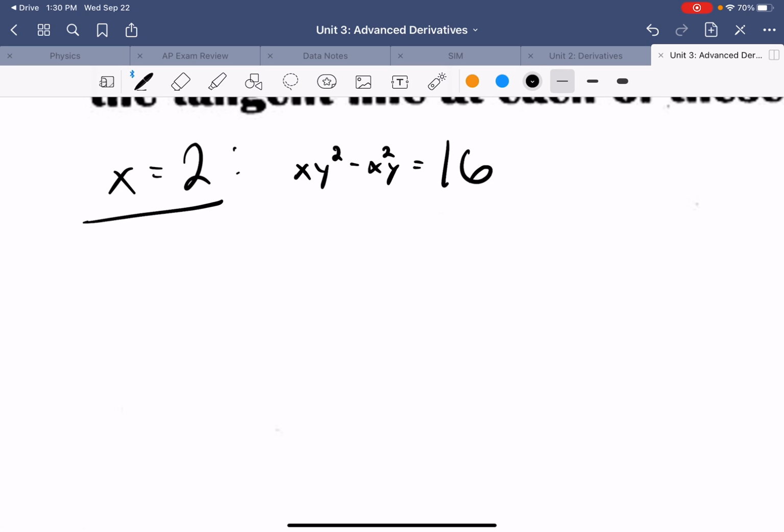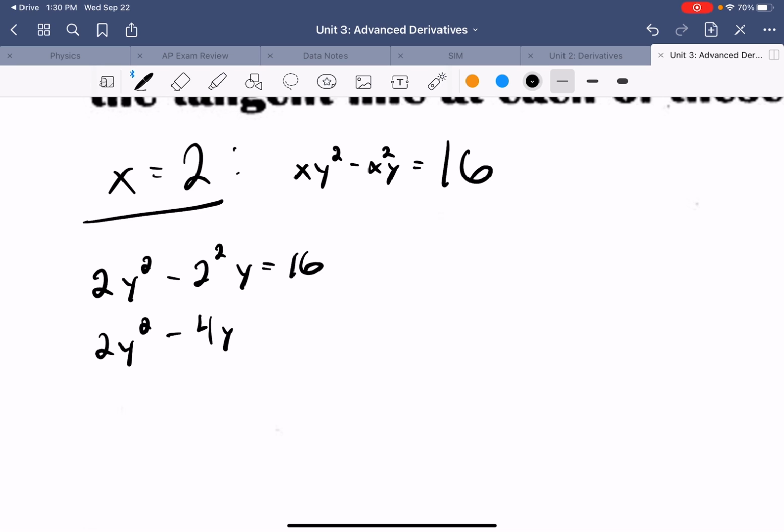And the reason why I'm doing that is because I need to figure out, well, where are the coordinates? There could be multiple coordinates where x is equal to 2. So I need to look to see what are all the possible y values that I could get from this. So I'm plugging in x equals 2 into this equation. So it's 2y squared minus 2 squared y equals 16. So 2y squared minus 4y.